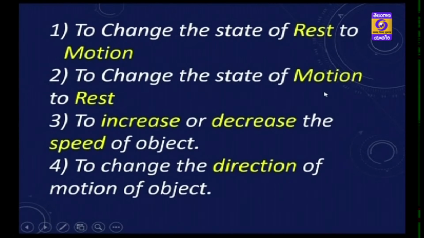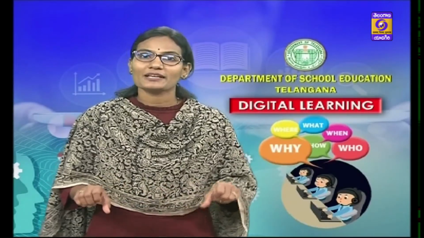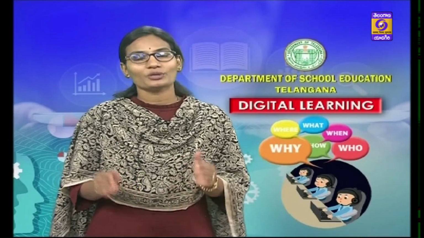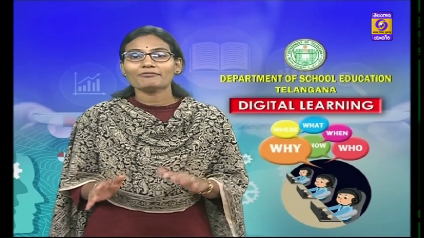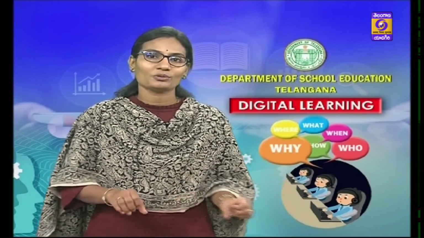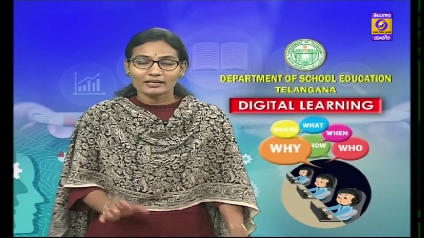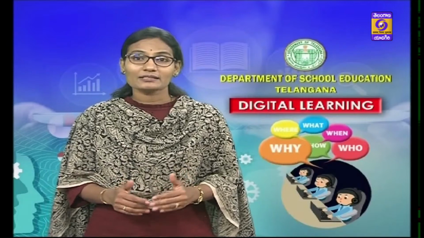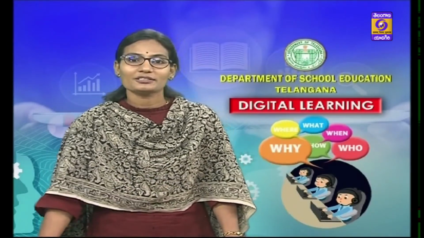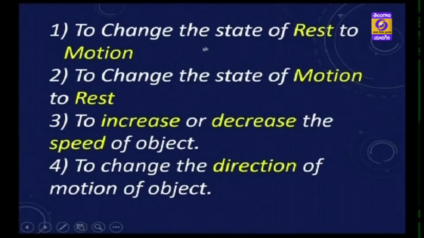Children, we have experience with riding a bicycle. To increase the speed of the cycle, you have to apply the force. To decrease the speed of the bicycle, you have to apply the force. To take a turn, you have to apply the force. To increase, decrease, or change the direction of motion, you have to apply the force. Children, these are the changes after application of force.